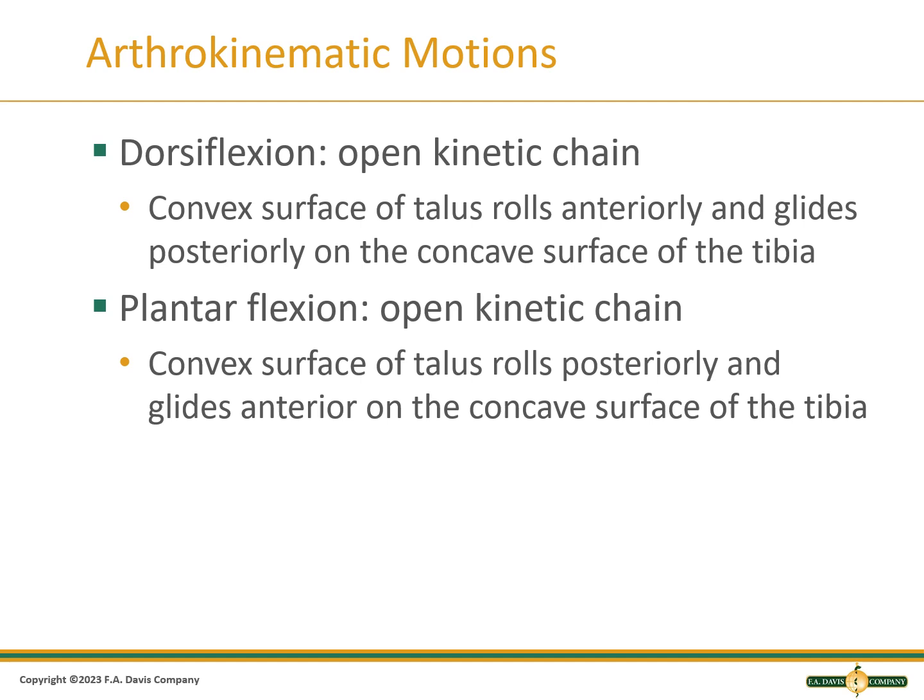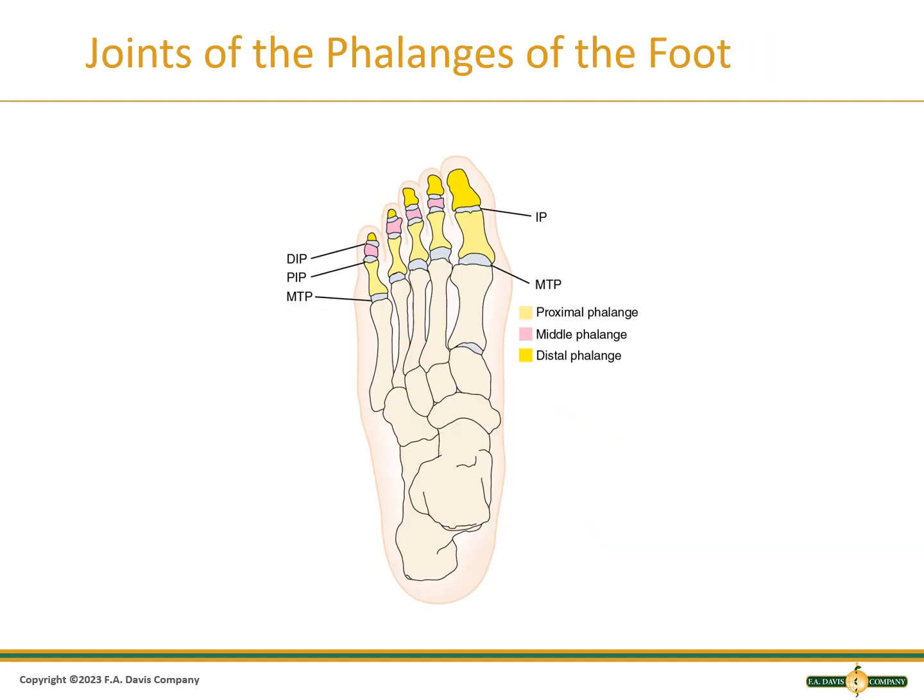For dorsiflexion arthrokinematics, this is my tibia and my fibula. My talus sits up inside of it, right? So for dorsiflexion, I'm going to roll anteriorly, glide posteriorly. For plantar flexion, I will roll posteriorly, glide anteriorly, right? I don't really like that picture, but if you guys do, it's in your textbook that helps to show it. Closed chain, if we're looking at that.